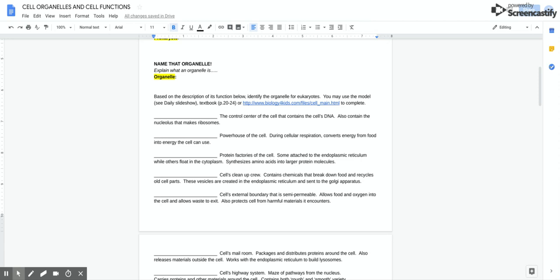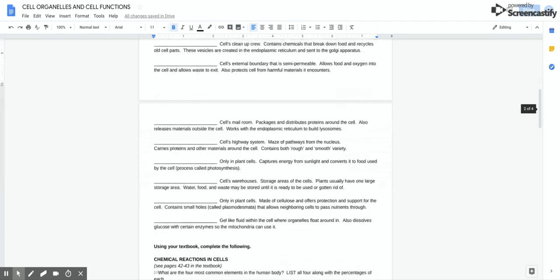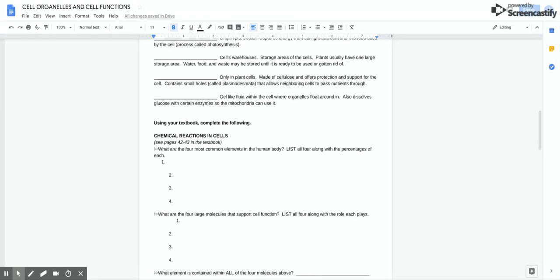To help you with this, you can use the model that was provided in the daily slideshow. So look back at our slideshow in Canvas. You can use the textbook, and the pages are listed there. Or if you visit this website right here, that will have many of the organelle names and their functions. So there's a section here to go over the different organelles.